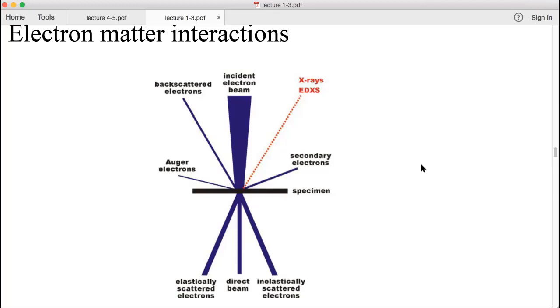And each of these interactions gives unique information about the specimen. Like Auger electrons, you can use them to analyze the surface of the specimen. Backscattered electrons give you a very good idea about the composition. Even in the image, you can't identify exactly what you have, whether you have titanium, copper, or any other element. I mean, just by looking at an SEM image, you can't.